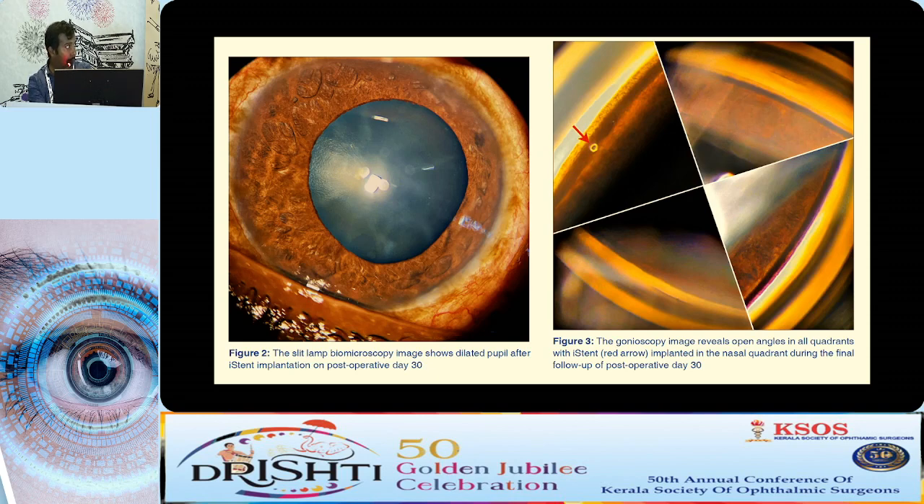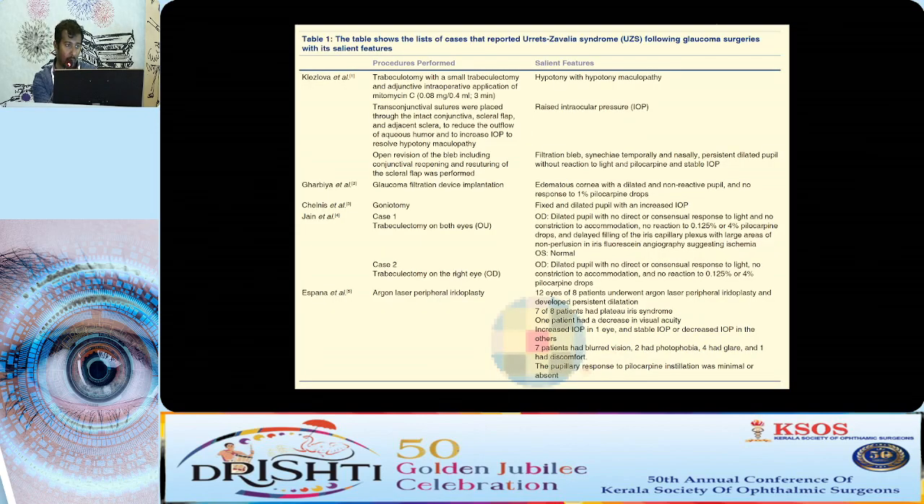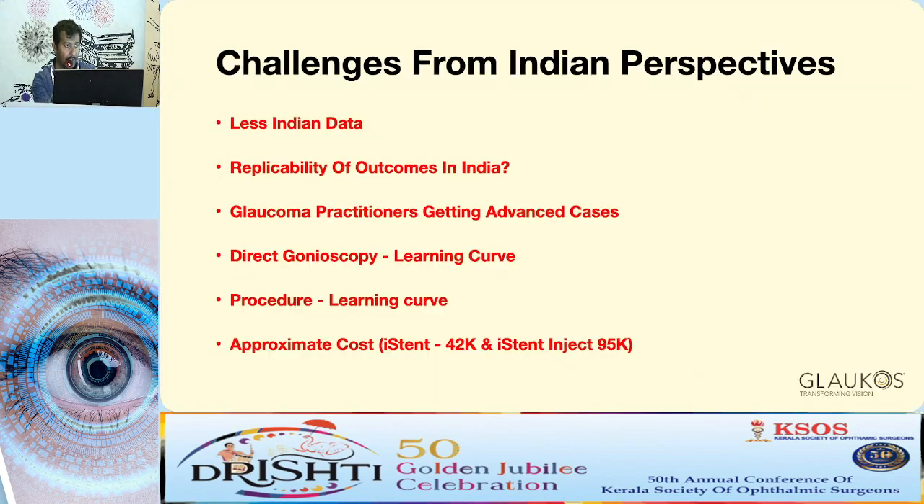I think he put only one iStent there. So if you're putting it, you might be recommended to put at least two. And some glaucoma surgeries can result in Uret-Zavalia syndrome. That was his case report.